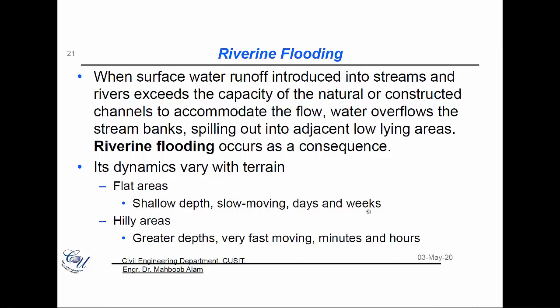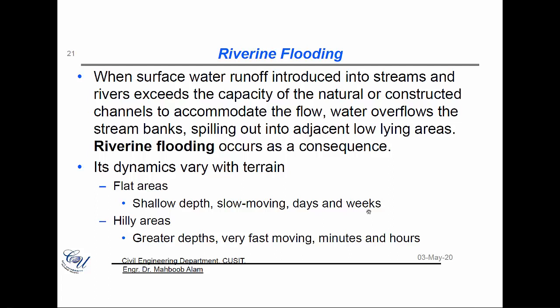so the drainage wouldn't be very efficient, so the water would stay for a longer period of time. If the area is hilly, then the depth would be larger, the velocity would also be higher, and the time for which that flood would stay in that particular area would be less. Because we have hilly area, the slopes are greater, and the water flows very quickly out of that area. So these are basically riverine flooding.